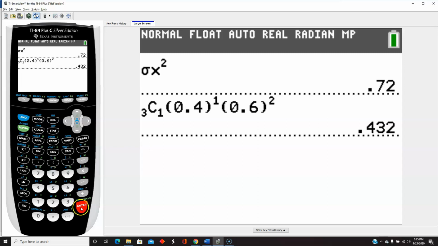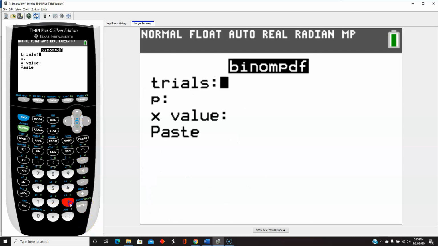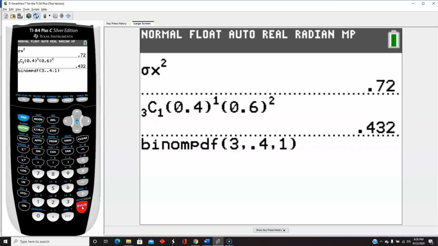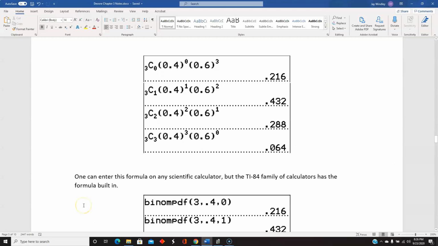So it can be done with any scientific calculator, but this graphing calculator actually has a binomial function built in so that I can do binomial PDF, tell it the number of trials, the probability of success, and the number of successes that I'm trying to find the probability of, and I'll get the exact same answer. So there's that from the calculator.